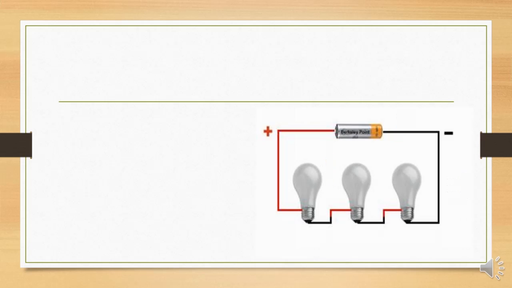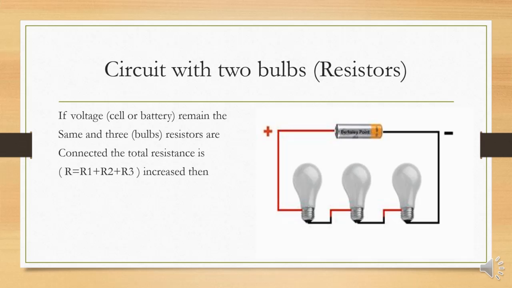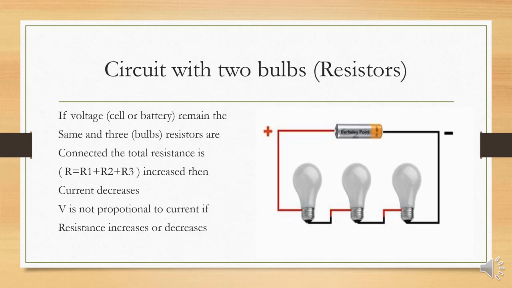Now, for example, if we have three bulbs in series in the circuit, with the same battery, it means the voltage remains the same, but now we have three resistors in series. In series, the resistance increases and adds up. So if the battery voltage remains the same and three resistors are connected, the total resistance will increase. That is R is equal to R1 plus R2 plus R3. Then current decreases. So V is not proportional to the current if resistance increases or decreases. So we can say that current and voltage will be directly proportional only when the resistance of the circuit remains constant.